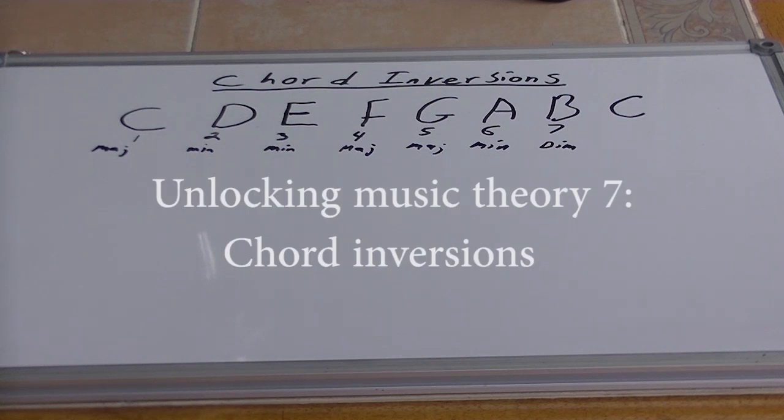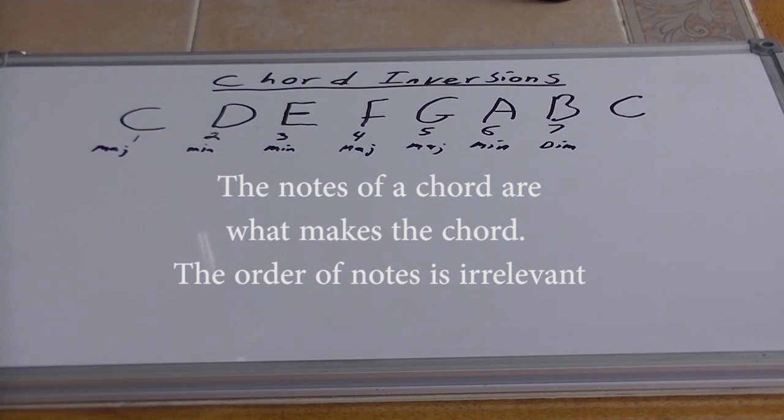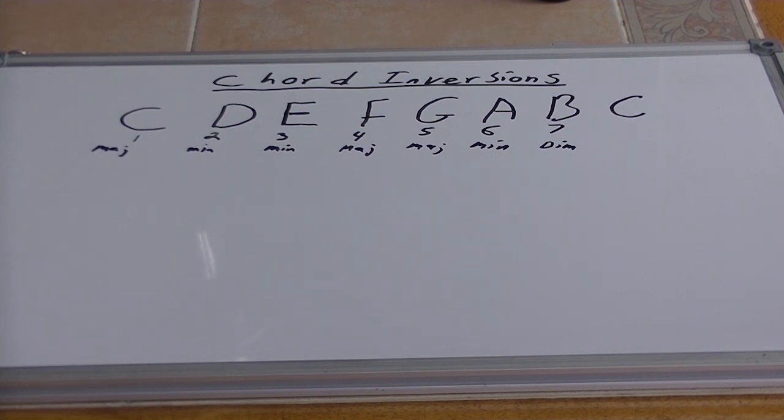So I'm going to start this out with a statement, and you can write this down if you feel the need, or maybe you can just commit this to memory. What I'm going to say is that the notes of a chord are what determine the chord, and the order of the notes is irrelevant. So that's an important thing for you to understand. The notes of a chord make up a chord. The order of the notes is irrelevant.